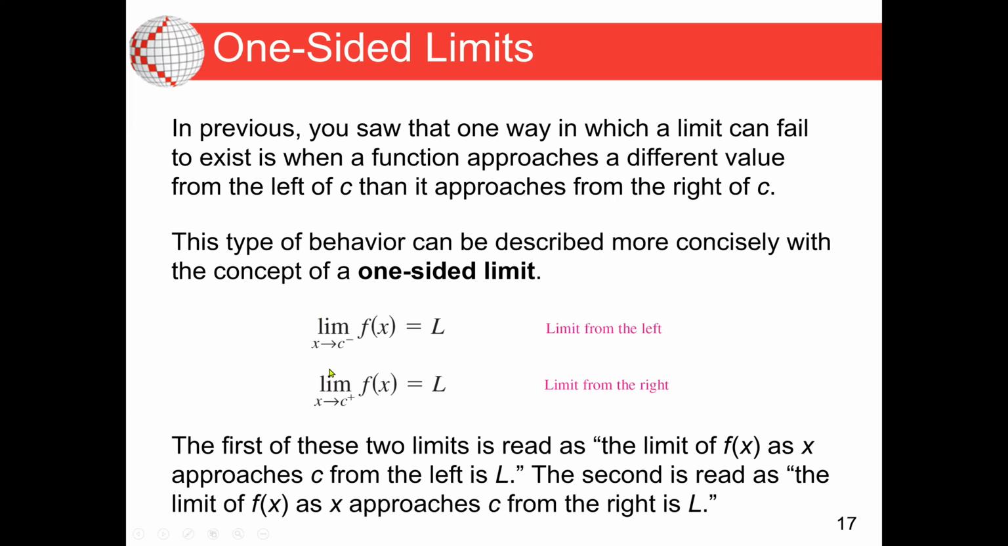So we have the limit of f(x) as x approaches c from the left equal to L, or the limit of f(x) as x approaches c from the right equal to L. The c negative means the limit is from the left, and the c positive means the limit is from the right. So the first of these two limits is read as the limit of f(x) as x approaches c from the left is L. When it's negative, it's from the left. Then the second is read as the limit of f(x) as x approaches c from the right. From the right means the c positive.